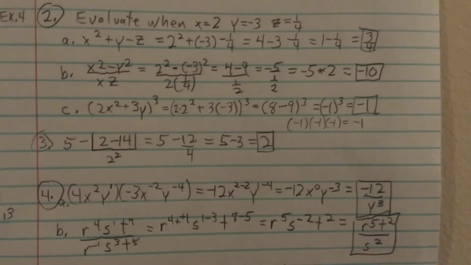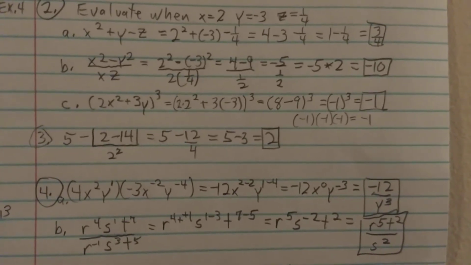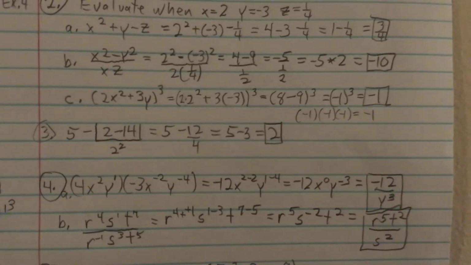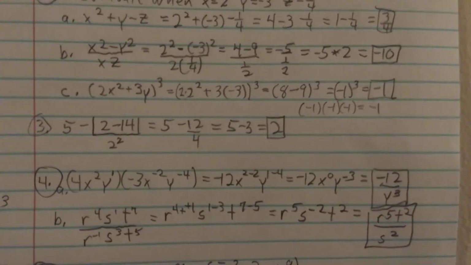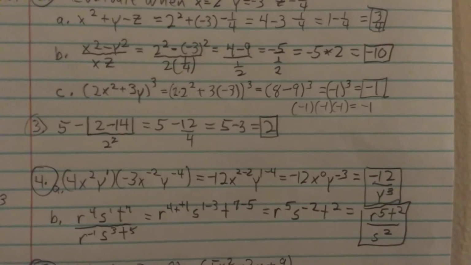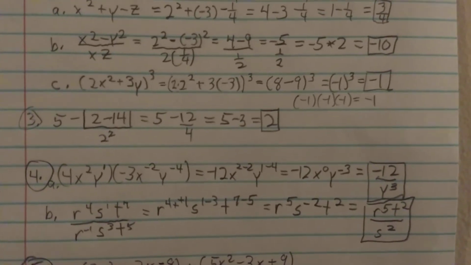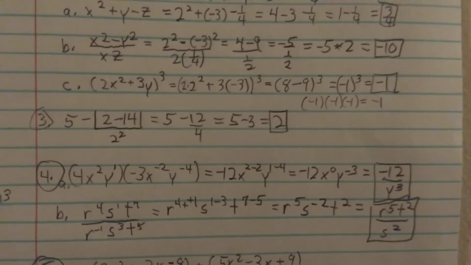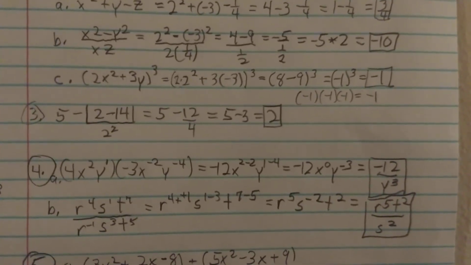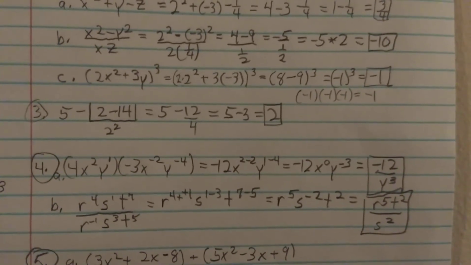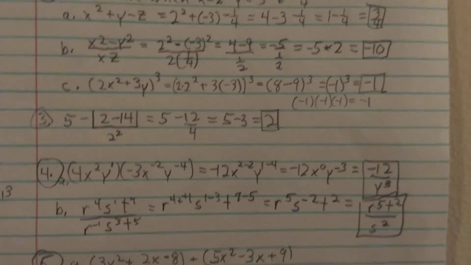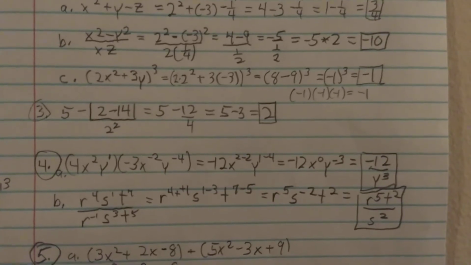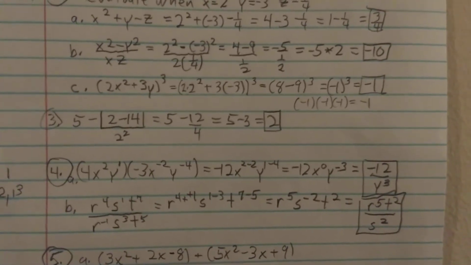For part B, we would plug in our x, y, and z for x squared minus y squared over xz, which would be 2 squared minus parentheses negative 3 squared over 2 times the fourth. 2 squared is 4, negative 3 squared is 9, so 4 minus 9 is negative 5, and then over 2 times 1/4 is a half. So negative 5 over a half is negative 5 times the reciprocal, or negative 5 times 2 is negative 10.